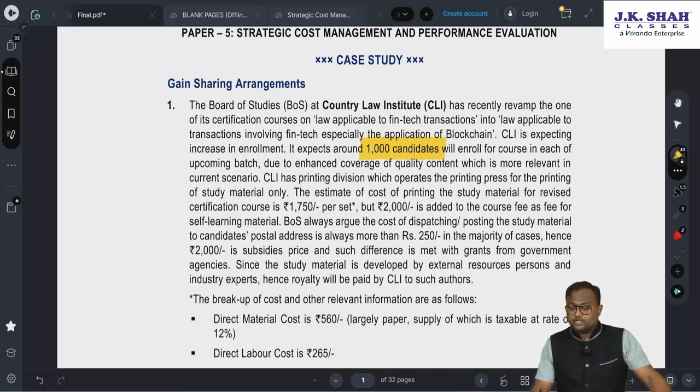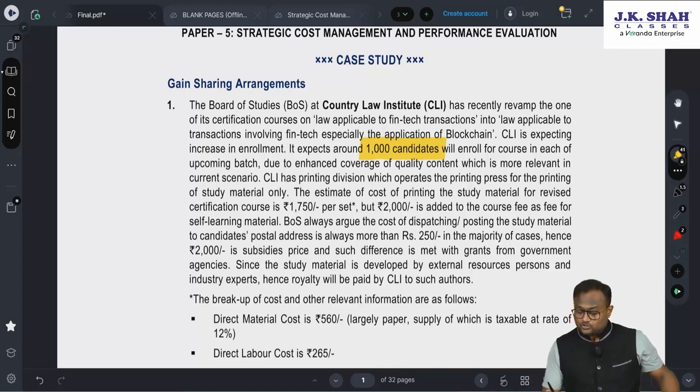Due to enhanced coverage of quality content, which is more relevant in the current scenario, CLI has a printing division which operates the printing press for the printing of study material only. The estimated cost of printing the study material for the revised certification course is 1750 per set, but 2000 is added to the course fee. 2000 is added as the course fee for the self-learning material.